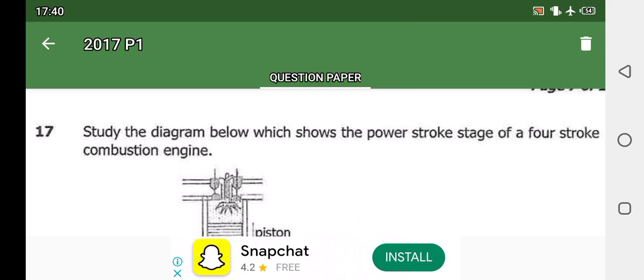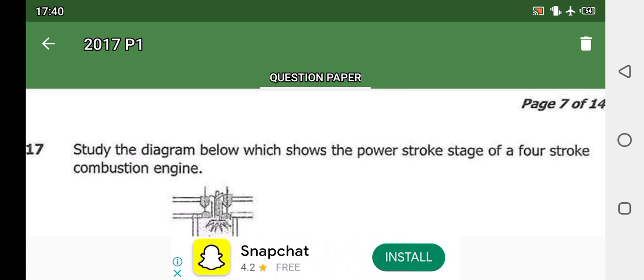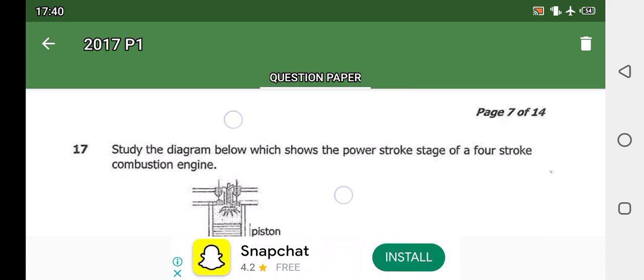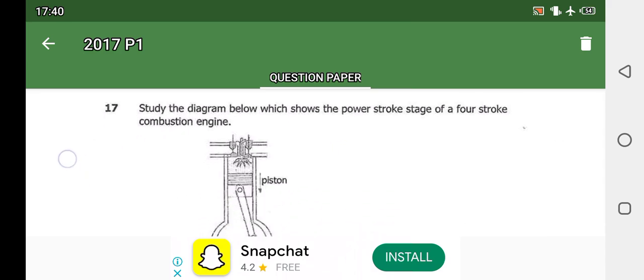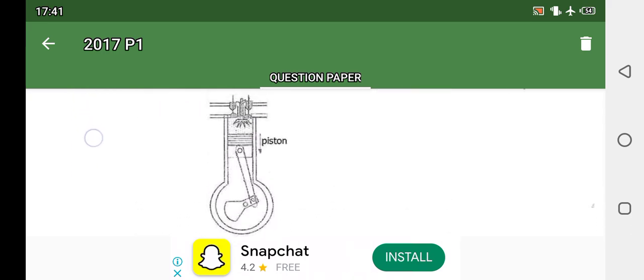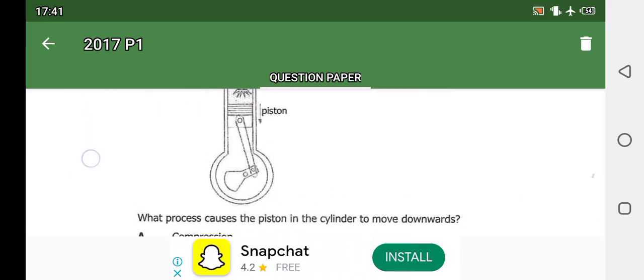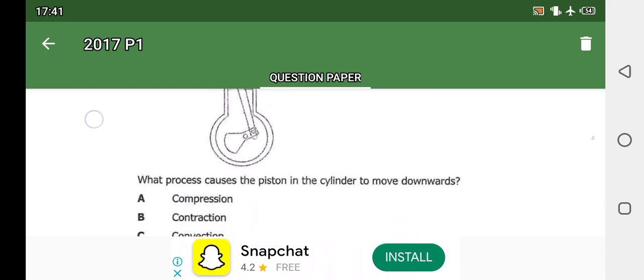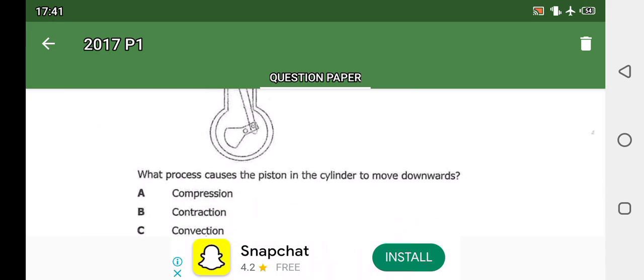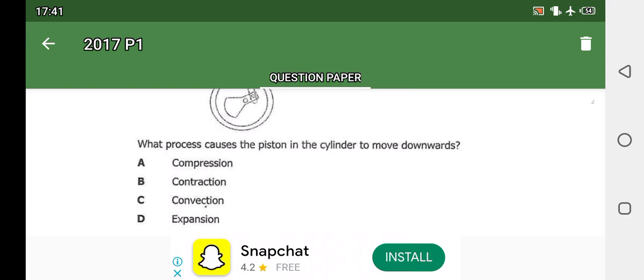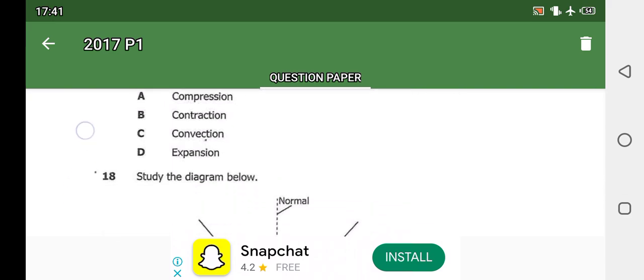Question 17 reads, study the diagram below which shows the power stroke stage in a 4-stroke combustion engine. So you can see the piston is downward in the cylinder, and when the piston moves downward in the cylinder, that is what we call compression. That is the correct answer.